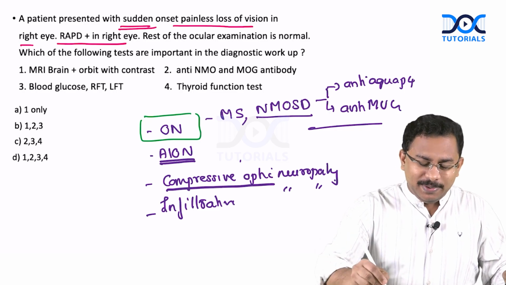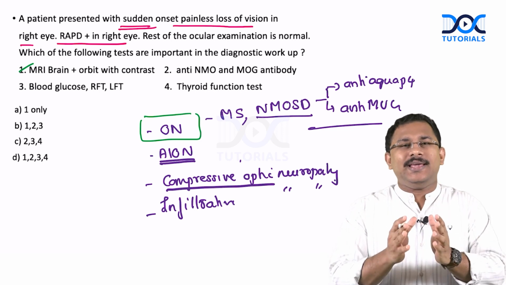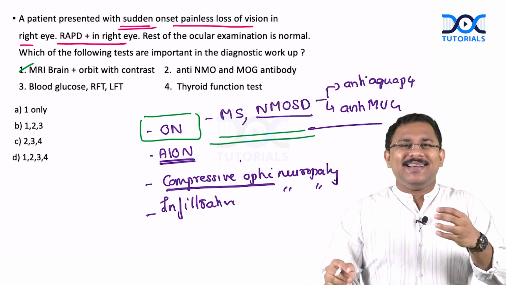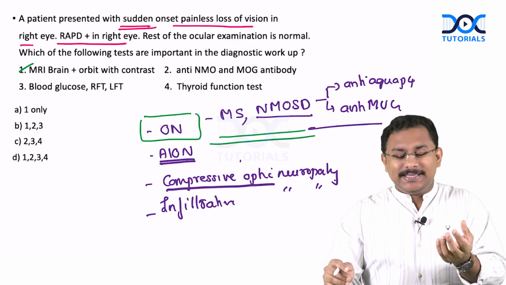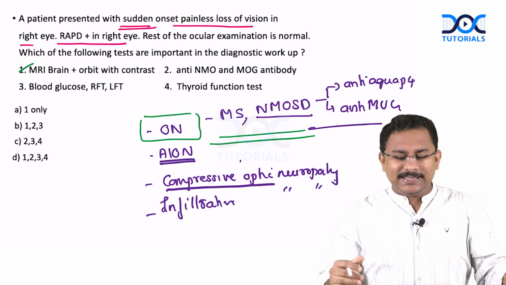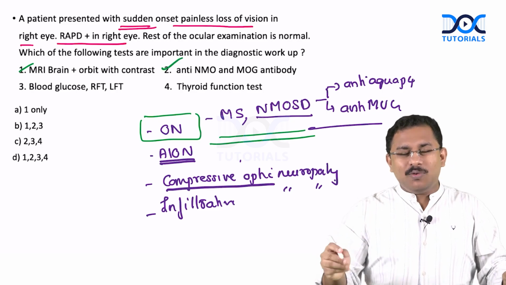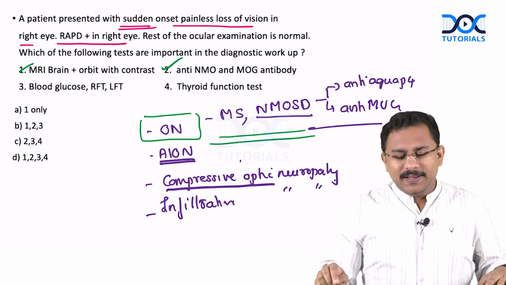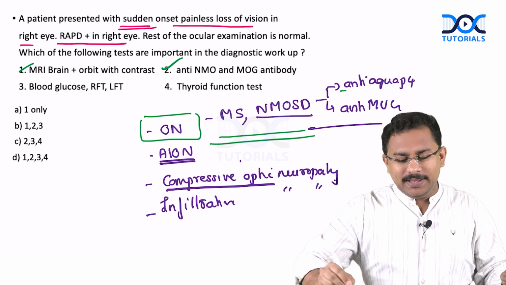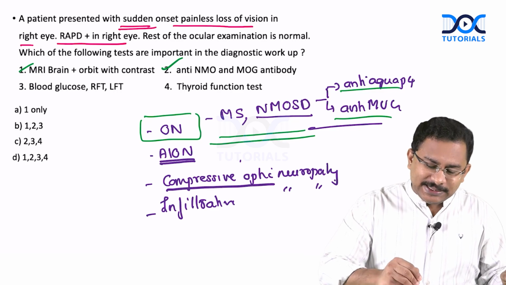So coming to the options, the first option, MRI brain and orbit with contrast, definitely you have got to take, because in all these demyelinating disorders you may see the lesions, typical lesions of MS, typical lesions of NMOSD. I have taught all this in my lectures, so that can be seen. So definitely MRI is a must. Anti-NMO and anti-MOG antibody, very, very important. So you have got to test NMO as well as MOG antibody, because they form a part of the NMOSD workup. Blood glucose, LFT, RFT, yes, this is also important.